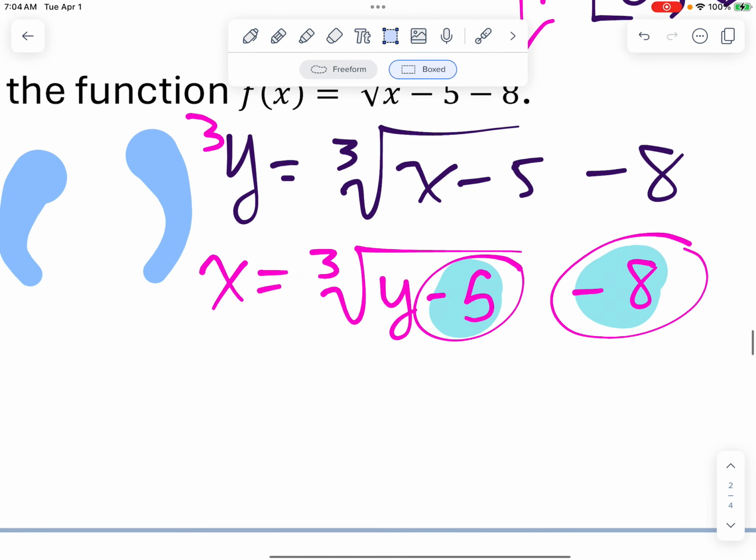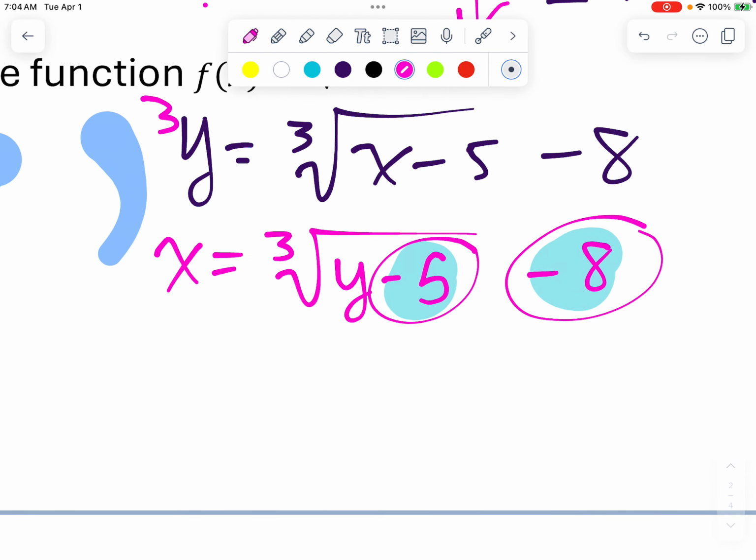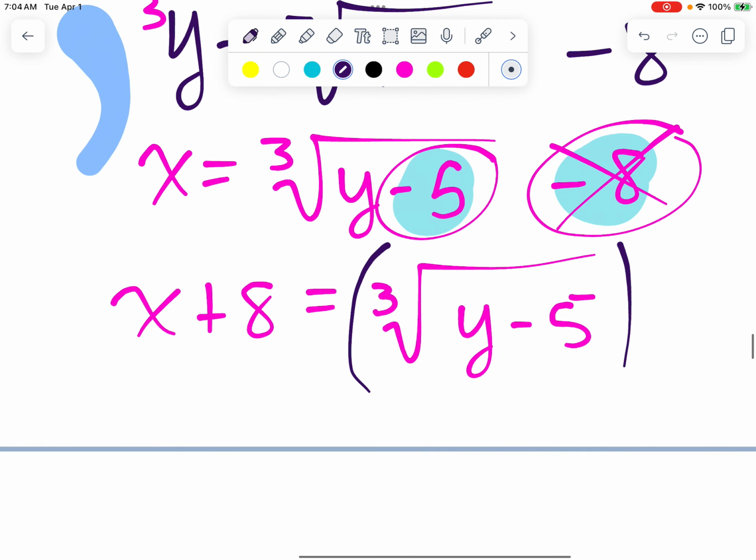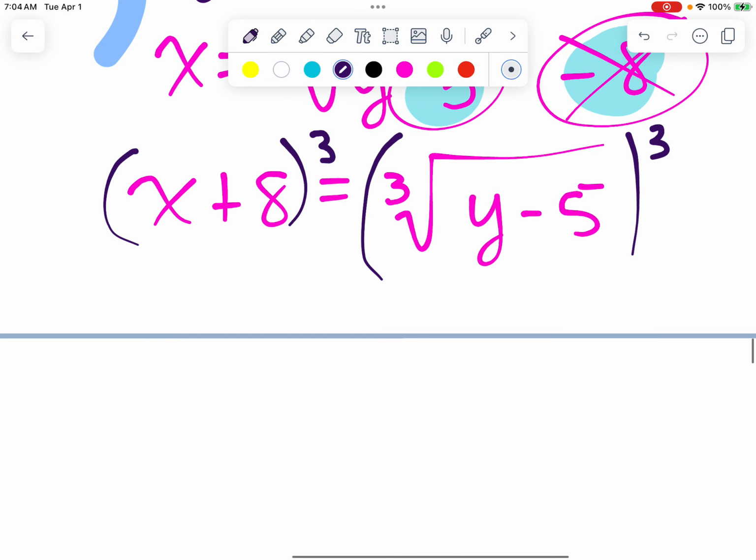All right, let's move this down. So here we go. We're going to get the house by itself. That's the goal. So do the opposite of minus 8. We're going to plus 8 to the other side. And we are going to remove the cubed root. The opposite of cubed root is cubing. So I go to the third power.